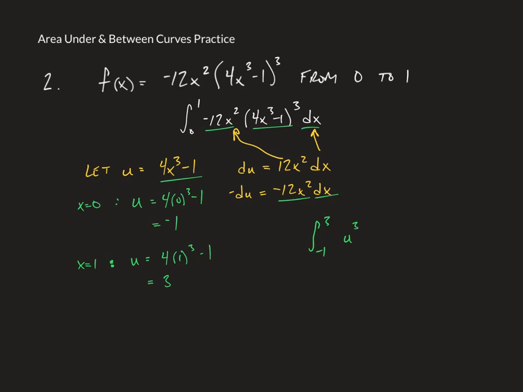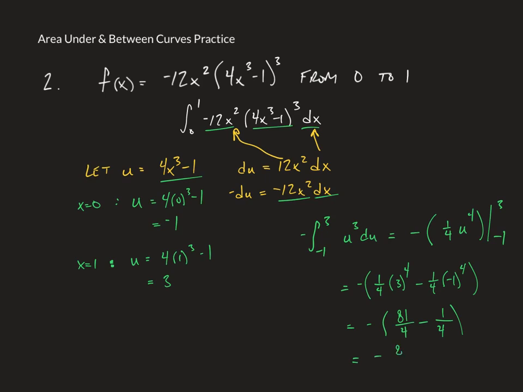u cubed negative du, and I'm going to move that negative outside of the integral. So this is going to allow me to use the reverse power rule, so that's going to be equivalent to negative 1/4 u to the 4th from negative 1 to 3. Alright, now I can plug in my values and subtract. So this will be negative 81/4 minus 1/4, which is negative 80/4 or negative 20.